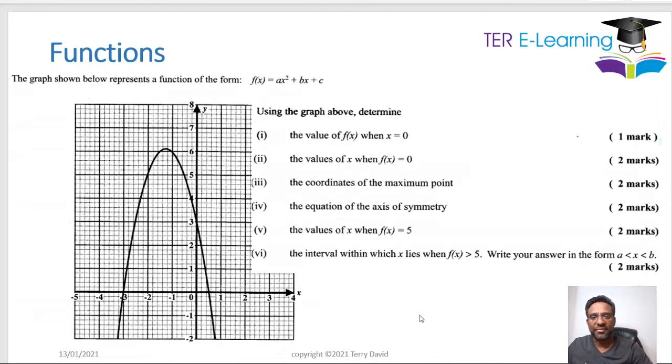So they give us a graph. They said the graph shows a function, which is a quadratic. Now in part 1, they want to know the value of f of x when x is equal to 0. Can anybody say what that answer is? What is the value of f of x when x is equal to 0? 1 mark for that.